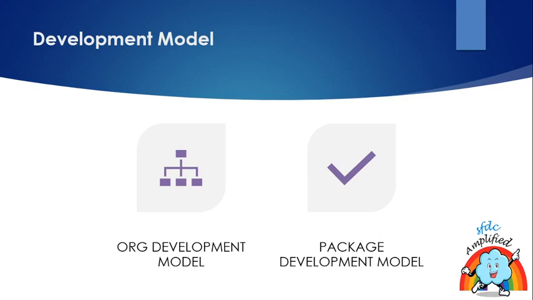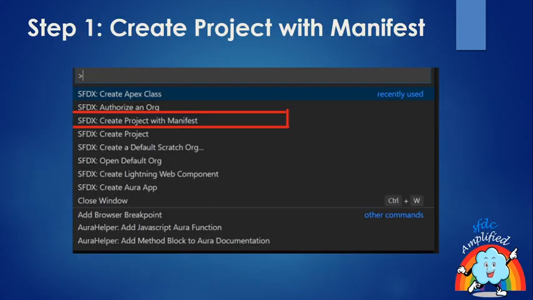So if we understand, we have the org development model and the package development model. In the org development model, we don't have source tracking. These are used for the developer org, sandbox org, and Trailhead playgrounds. And the package development model we will be seeing in a later chapter.